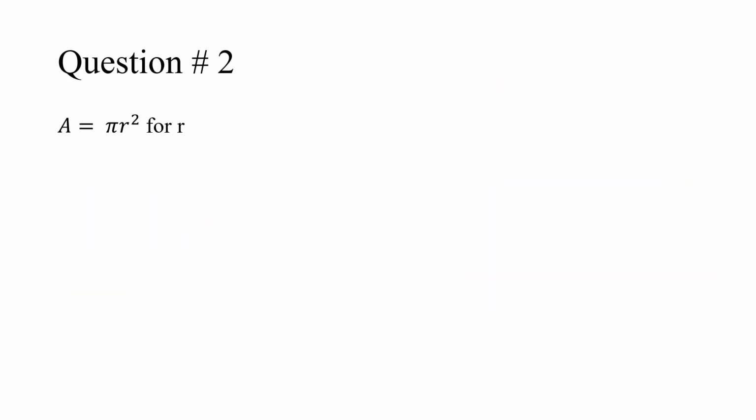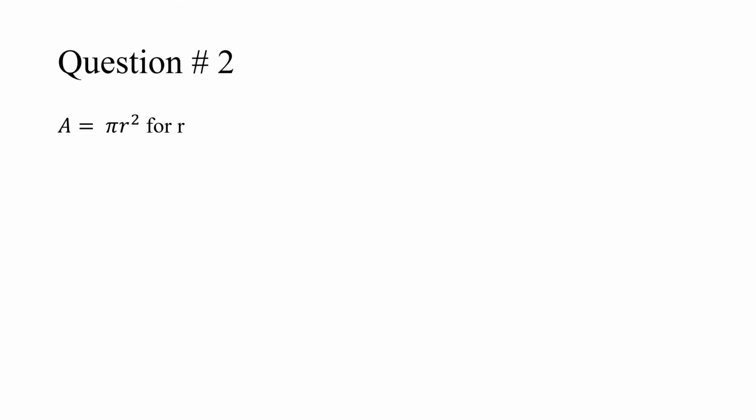Let's go to number 2. So here we have A is equal to pi r squared, for r. If we are acquainted with our formulas, we will know that this formula here is the area of a circle, the formula to calculate the area of a circle. So here they want us to find out what is r, or in other words, what's the radius. You could look at it that way. And we're just making r basically the subject of the formula.